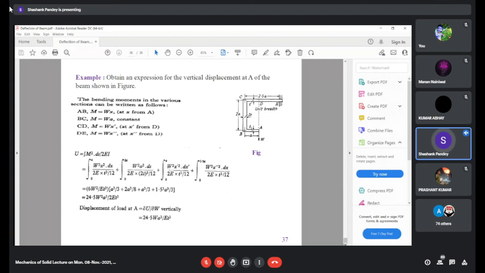It cannot be solved with our direct integration method or Macaulay's method. So we have used our strain energy approach, where we didn't determine any reaction. We simply determine the strain energy of the whole system, and at the point where we wish to determine the deflection, we differentiate with respect to the corresponding load acting at that point, and we get the value of deflection at that point.